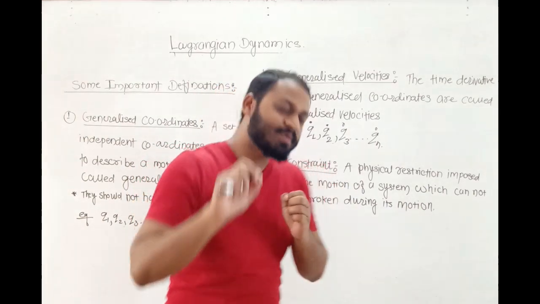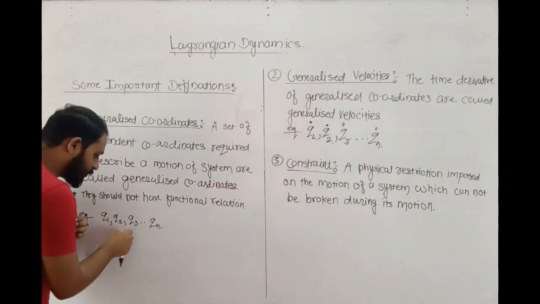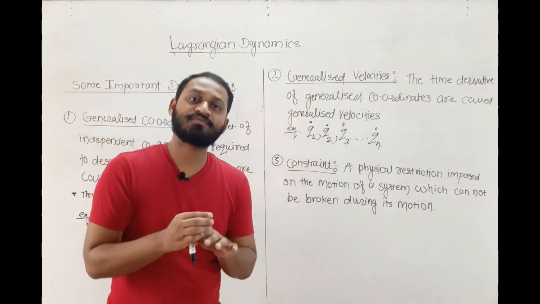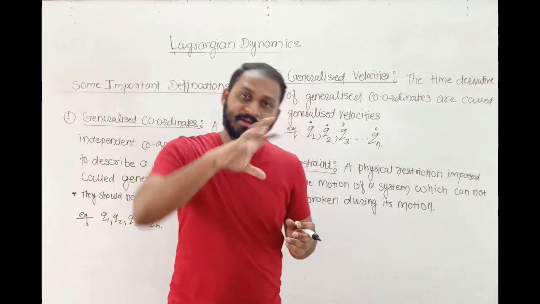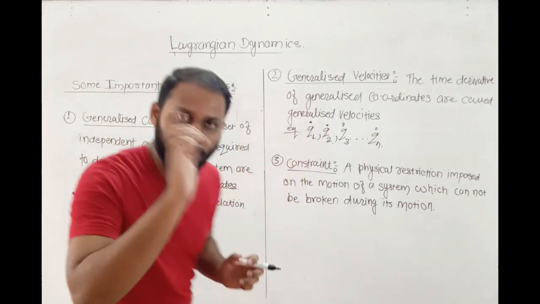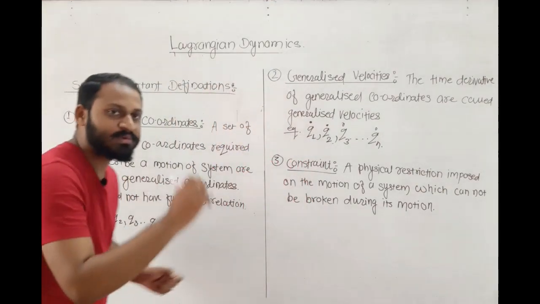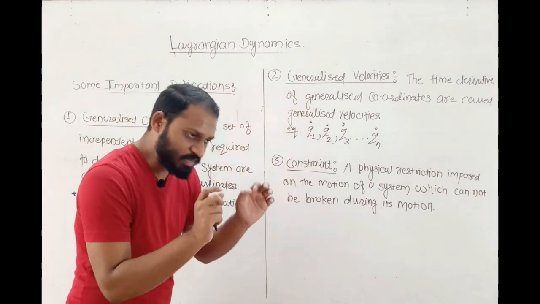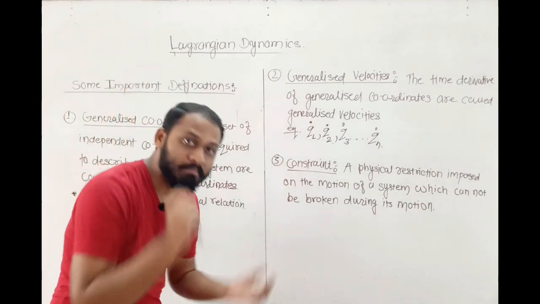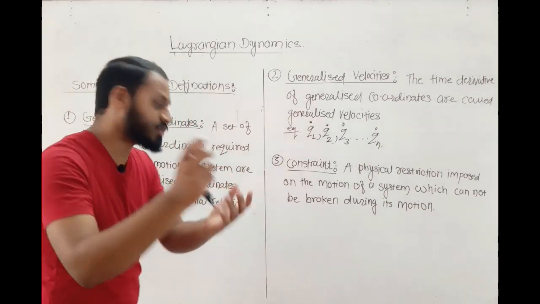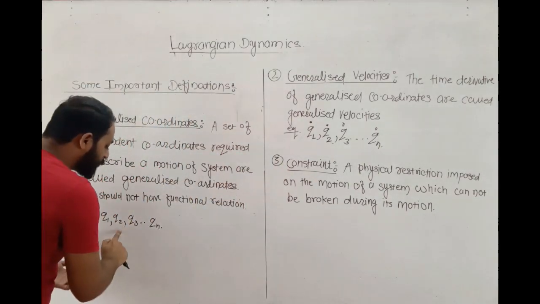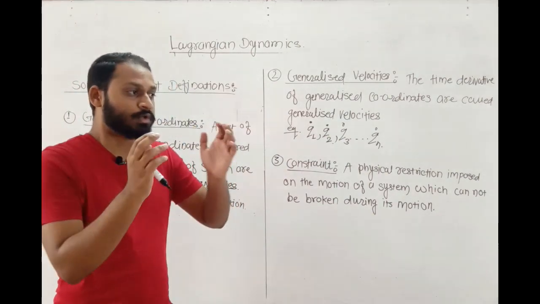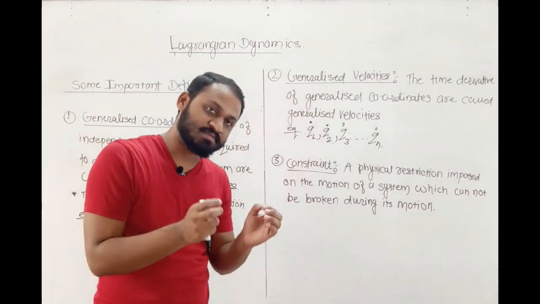In general, you can say q1, q2, q3. If there is a body that requires 5 coordinates to define its motion, then those 5 coordinates are q1, q2, q3, q4 and q5. If there is a body which requires n number of coordinates to define its motion, then q1, q2, q3 up to qn are the generalized coordinates to define the system.